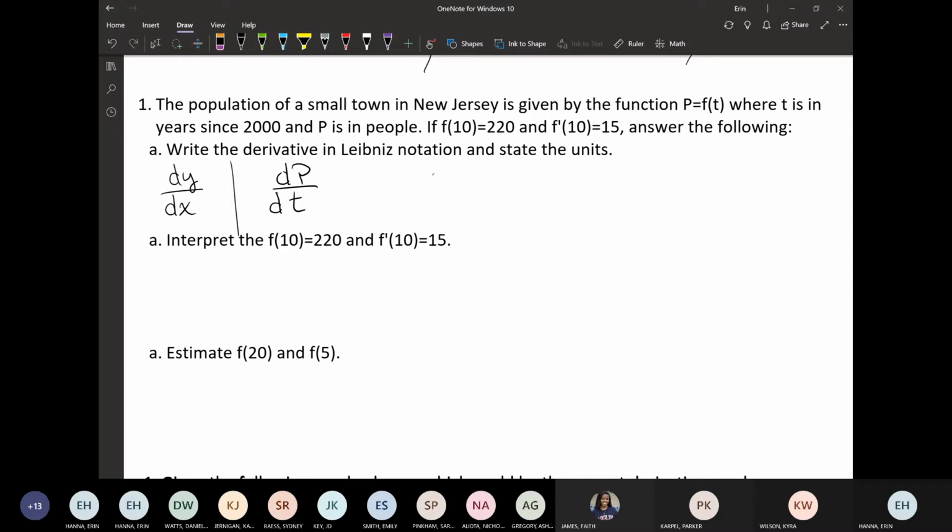So remember, the nice thing about Leibniz is that the units just kind of fall out for us. So the units of P was in people, so this would be in people per year. If you put year since 2010, sure, but it's technically just years. And then we want to interpret f of 10 and f prime of 10. So f of 10 is just kind of a usual value, if you will. So that's just saying 10 years after 2000, 220 people. So I could say something like in 2010, the population is 220 people.